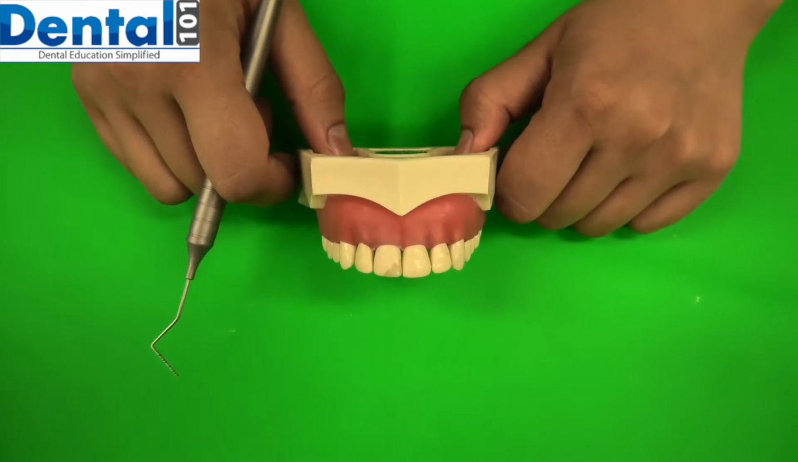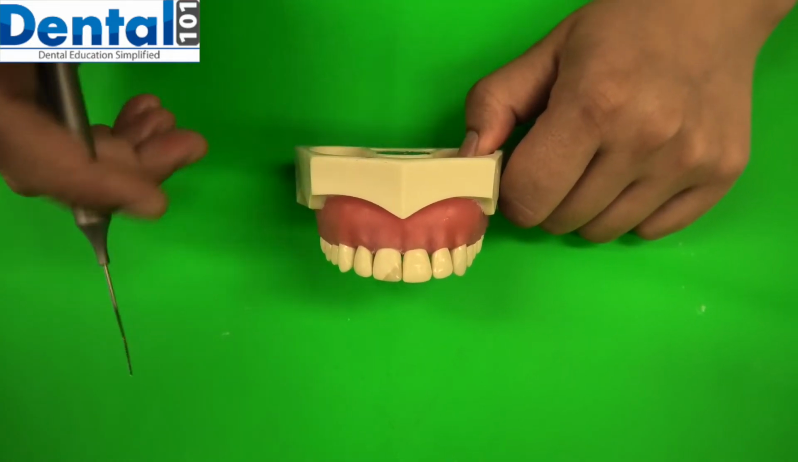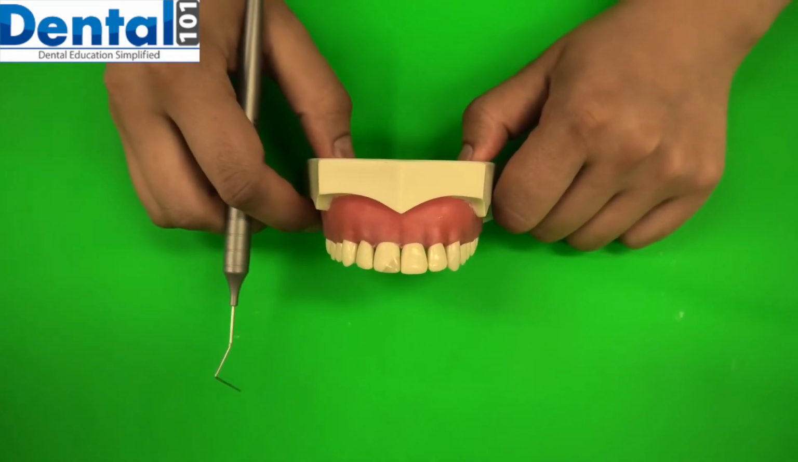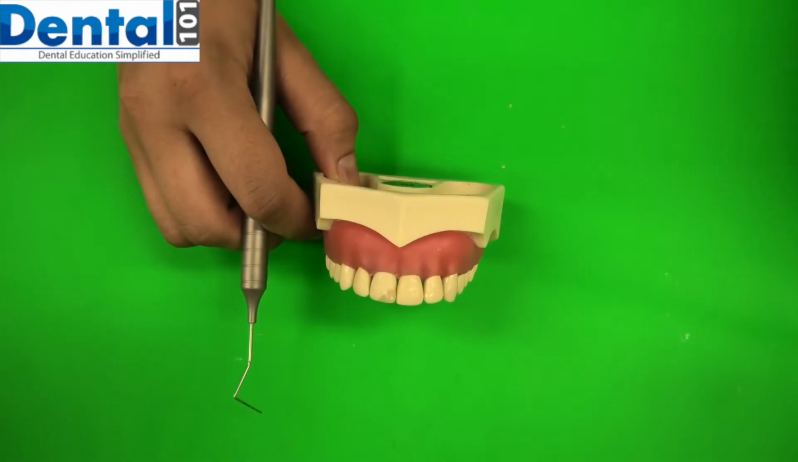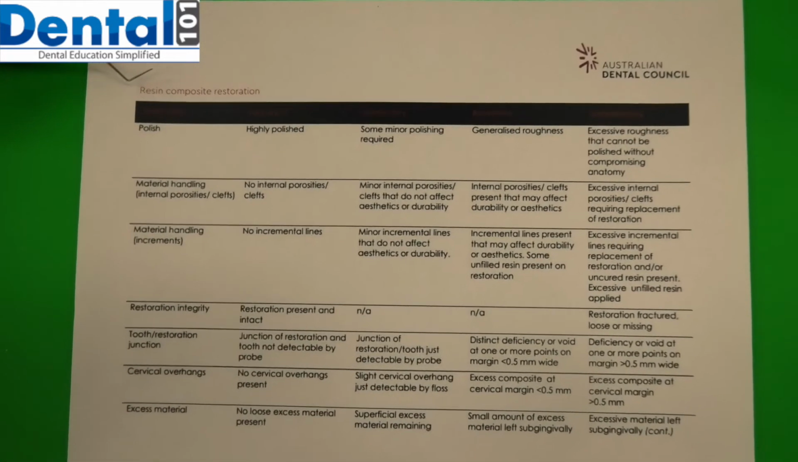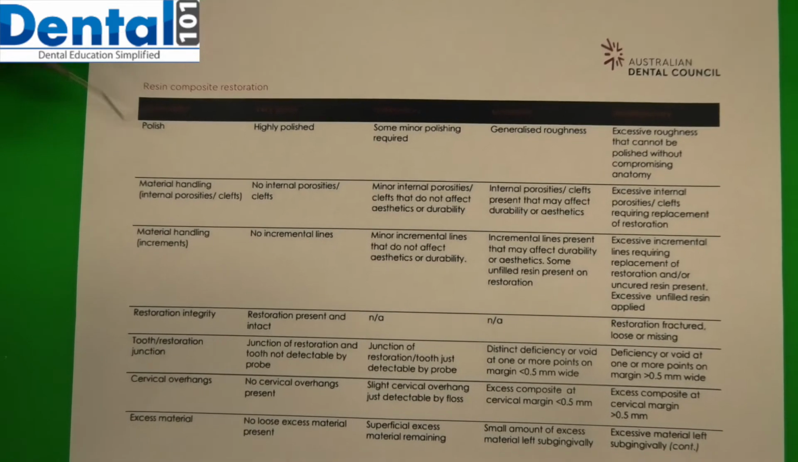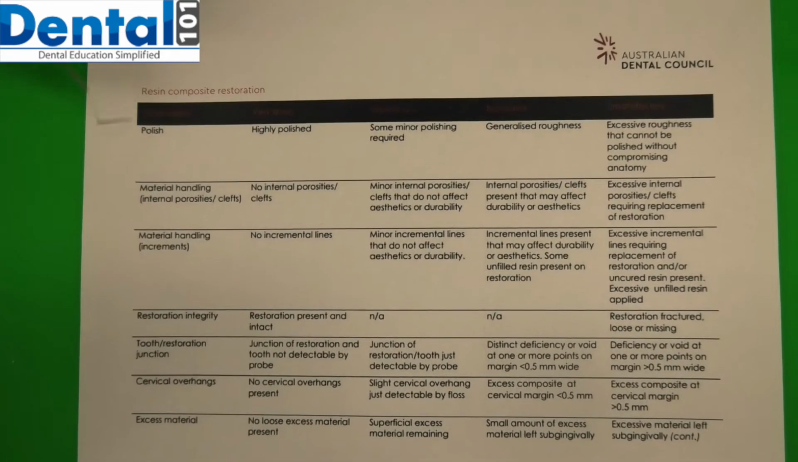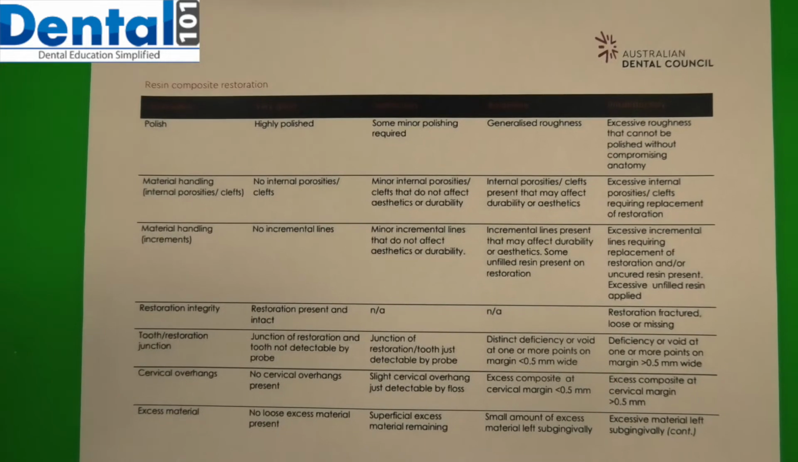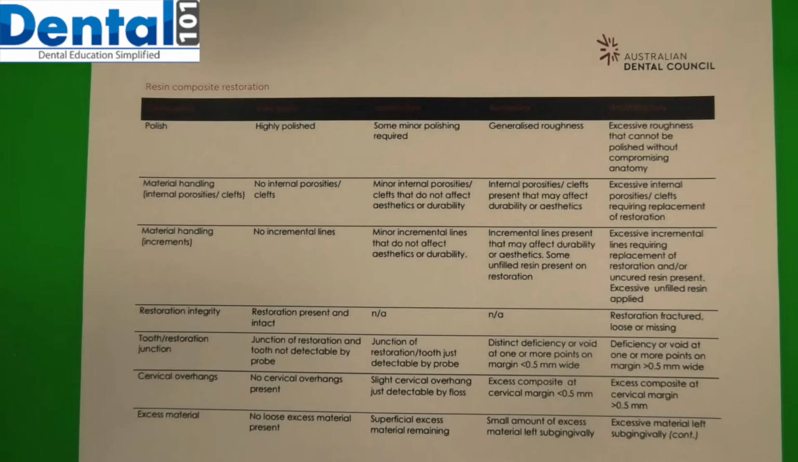So today I'm going to show you how to assess your composite restoration according to the criteria provided by ADC. Here we have the practical handbook provided by ADC. You can see in that there are rubrics for resin composite restoration. According to this, I will show you how you can self-assess your work at home.